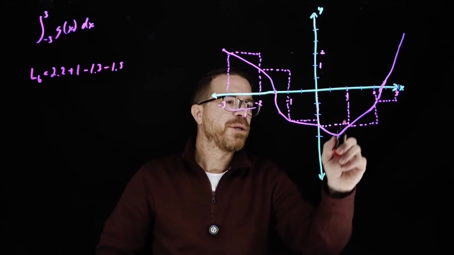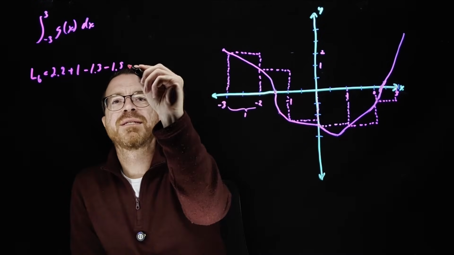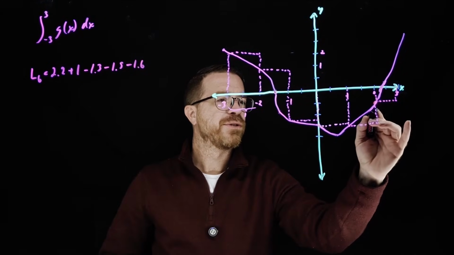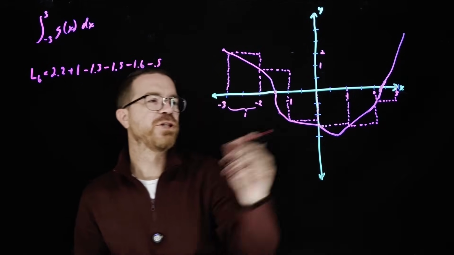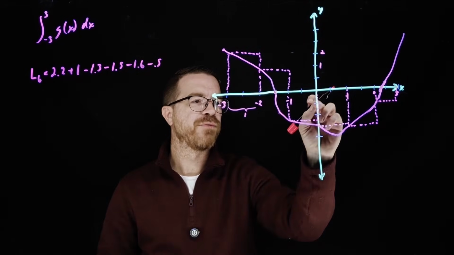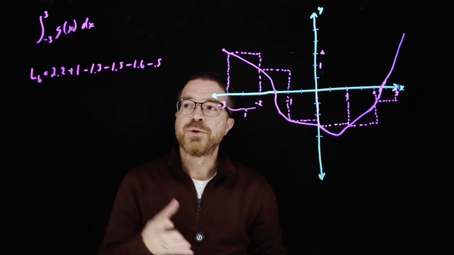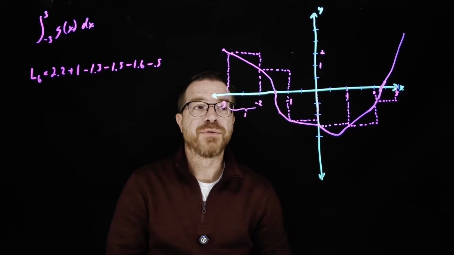My next one, I'm going to go down to about negative, I don't know, I'm going to say 1.6. And then my last rectangle is going to go down to, I'm going to say, negative 0.5. Remember, because each of these ticks is 0.5. So 0.5, 1, 1.5, 2. So now in order to find this, we're just going to add and subtract all of these areas to see what the final area is of this function.